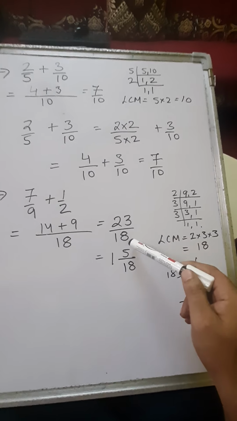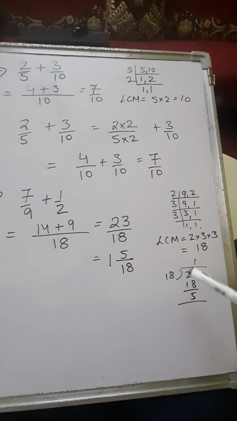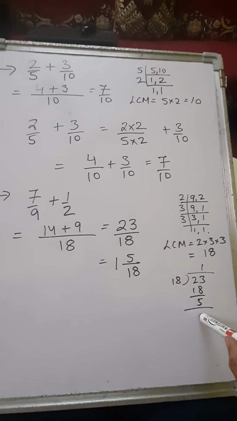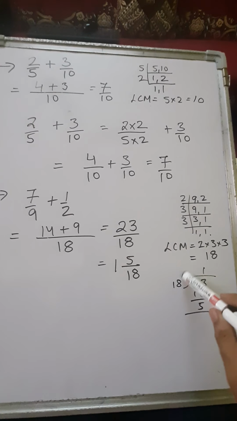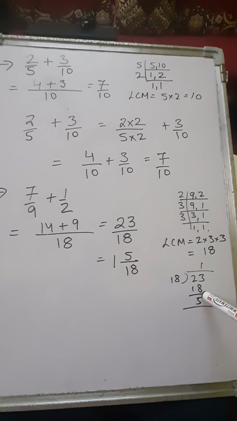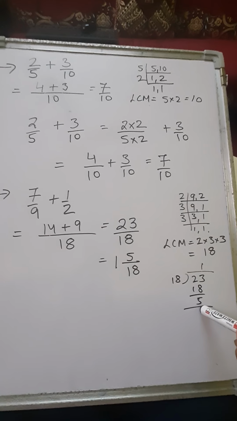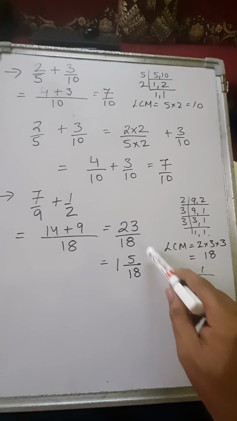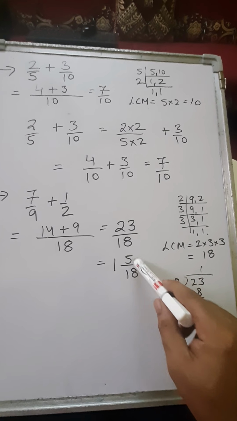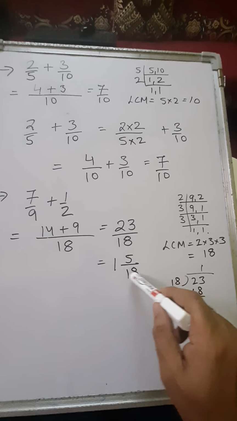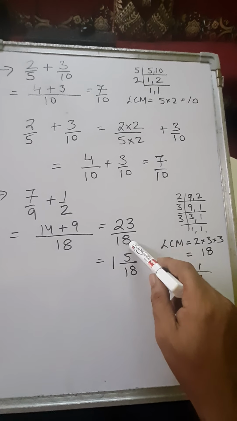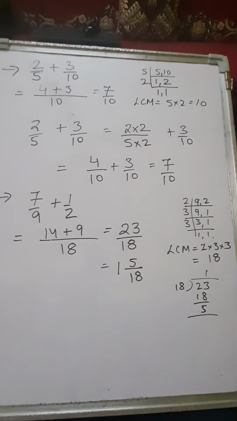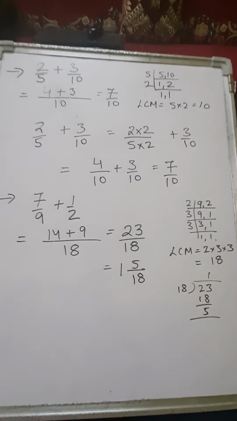Either you write 23 upon 18, or if you want to simplify further, we convert this into a mixed fraction. We have studied this earlier. When we divide 23 by 18, 18 ones are 18 and 5 will be the remainder. Right, children? So you can write this improper fraction as 1 whole 5 by 18. That means 18 ones are 18 plus 5, 23 upon 18 is written. Okay, this is the more simplified answer. Right, children? Note down, please.